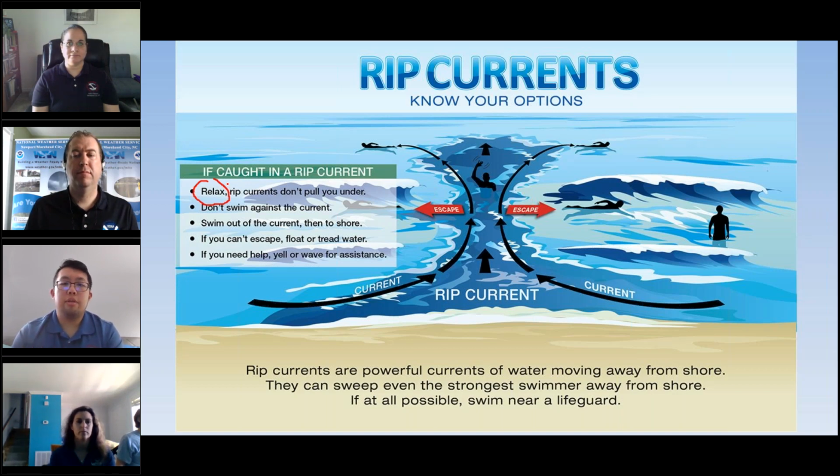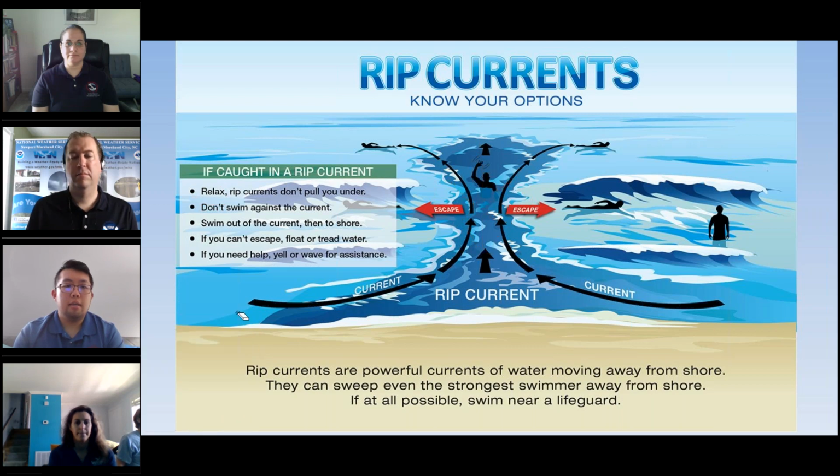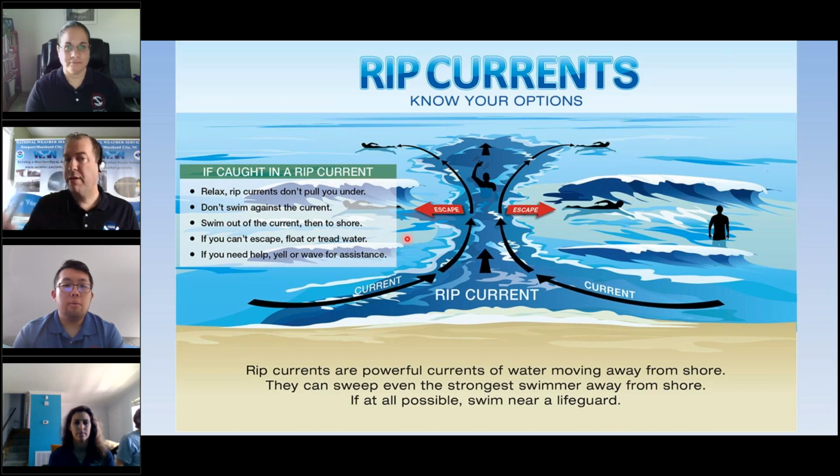What happens a lot is that some people try to swim back against the current, and that's a bad idea. So you want to make sure, number one, that you relax. And the next thing you want to do is make sure that you don't swim against the current. What you actually want to do is swim parallel to the shore. You can go left, you can go right. Once you get out of the current, because this is going to be a very narrow channel, just swim out of the current and then back in towards the shore.